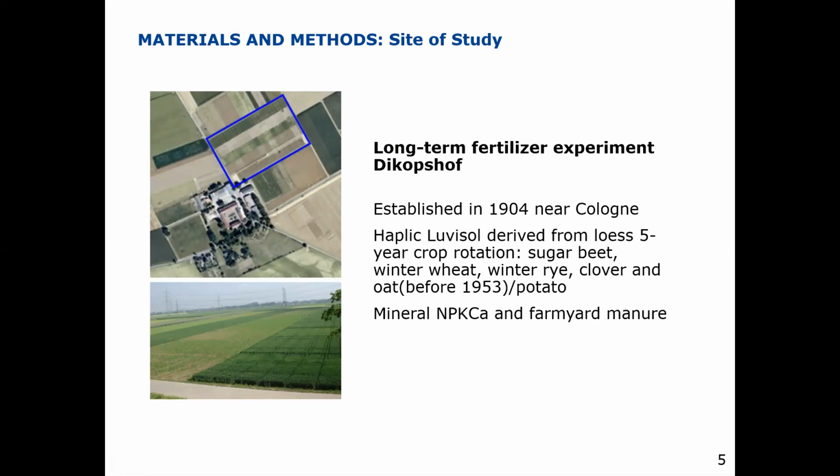This study was conducted in the Dikopshof long-term fertilizer experiment, which was established in 1904 near Cologne. This is one of the 10 oldest field experiments worldwide. The soil in Dikopshof is a haplic luvisol, derived from loess. The 5-year crop rotation was performed with sugar beet, winter wheat, winter rye, fodder legume, and oat, that was replaced by potato in 1953. The crop management is characterized by the mineral fertilization of nitrogen, phosphorus, potassium, liming, and farmyard manure.